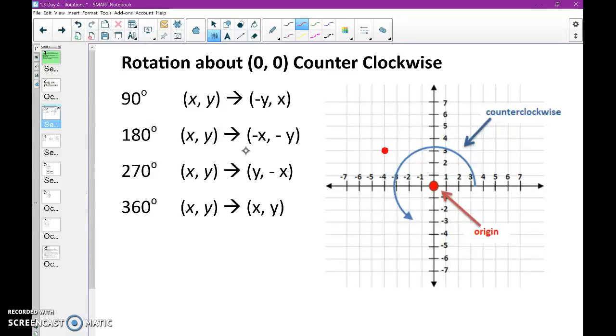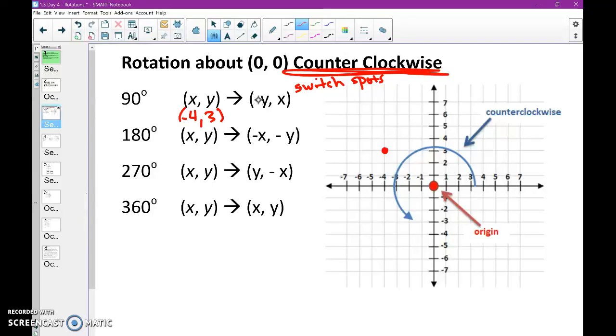So each of these rules is sort of like a code. And once we break the code, we know how to rotate as long as we can see the code. So if I start with -4, 3, and I want to rotate it 90 degrees, remember we always go counterclockwise, so we're going this way, so somewhere in this quadrant. If you look at the code, it goes from x, y to -y, x. So you'll notice that the x and y switch spots, and the first number has a negative sign in front of it.